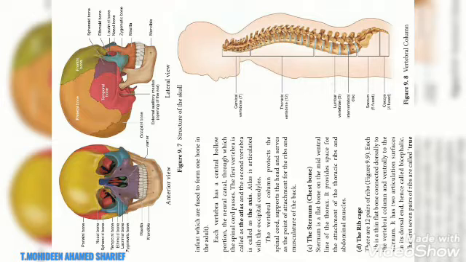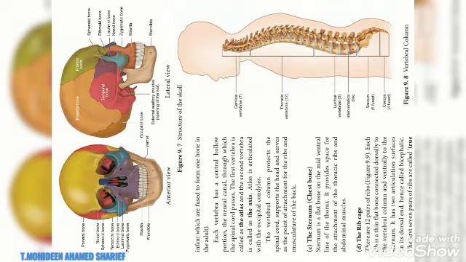Next we will see about the axial skeleton. Axial skeleton forms the main axis of the body. As you can see in the picture, it consists of the skull, hyoid bone, that means below the mouth, then vertebral column and the thoracic cage. So these 4 form the axial skeleton. We will see one by one.